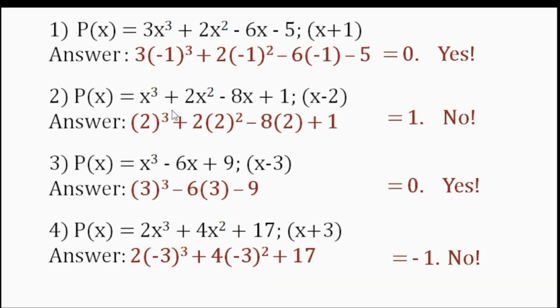For item number 1, it's a yes, because the value of the polynomial at x equals negative 1 is 0. Number 2, at x equals 2, the value is 1, so it's a no. Number 3, at x equals 3, the value of the polynomial is 0, so it's a yes. Item number 4, at x equals negative 3, the value of the polynomial is negative 1, so it's a no.